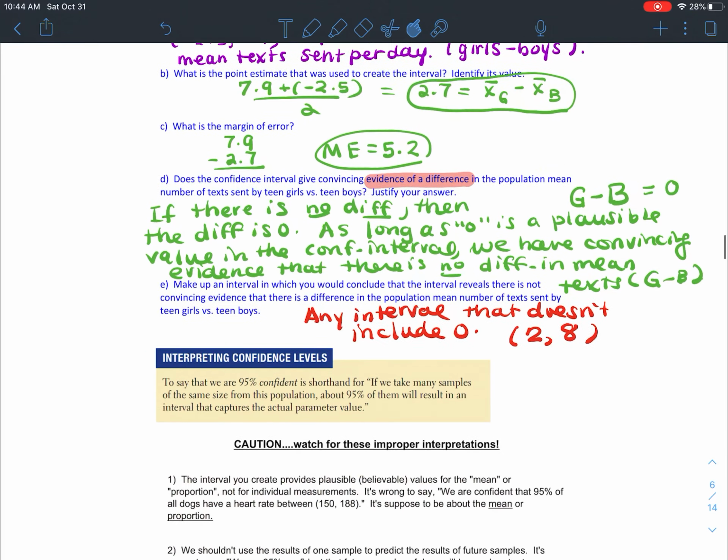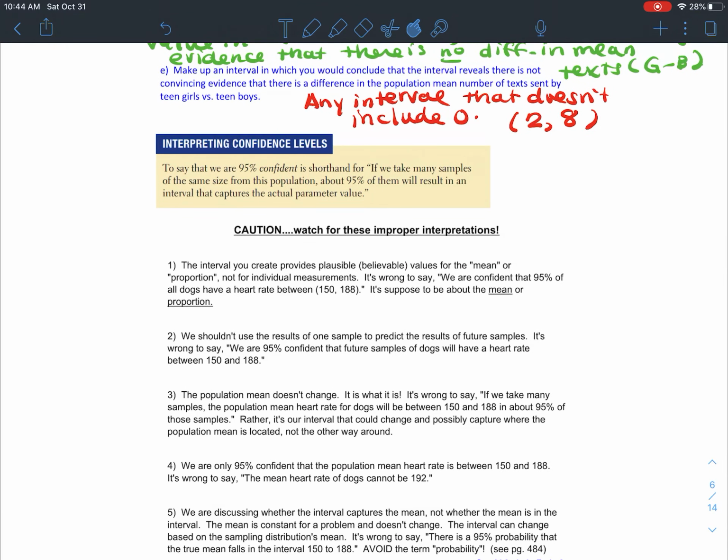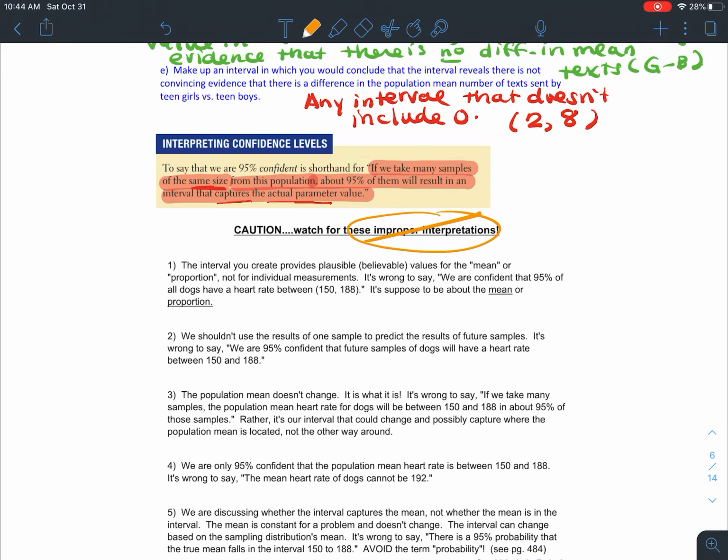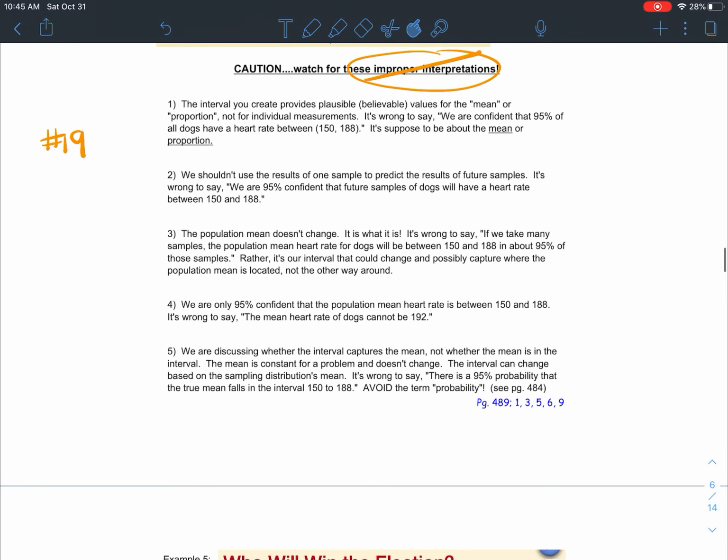Okay, let's talk quickly about how to interpret a confidence level, and we'll focus more on this in the next section as well, and we're going to wrap up with just some miscommunication here and improper interpretations for some of this. Okay, to say that we are 95% confident basically means that if we were to take many, many samples, and it has to be of the same size from our population, we would expect 95% of them to be capturing the actual parameter. Okay, now I want you to notice that these are considered improper interpretations, and when you go to do problem 19 on your homework, these examples here should really help with this.